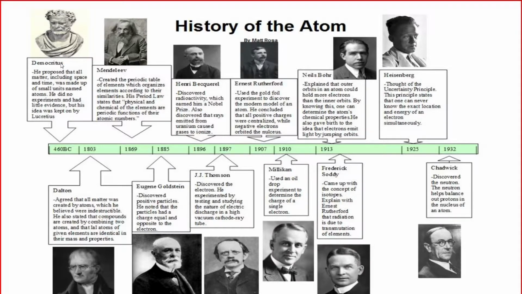And then we fast forward to 1803 with Dalton. Dalton agreed with this premise, but he also stated that compounds are created by combining two atoms, and that atoms of the same element are identical in their mass and properties. Then we have Mendeleev in 1869, and he created the periodic table, which organized elements according to their similarities. His periodic law stated that physical and chemical properties of elements are periodic functions of their atomic numbers.